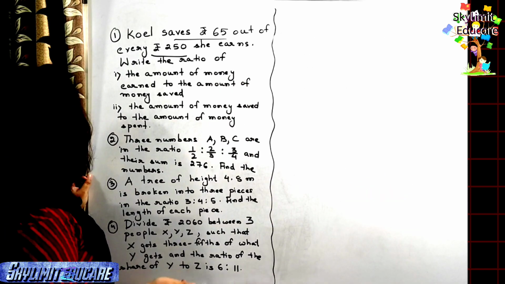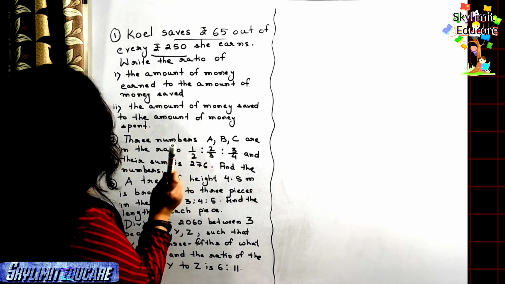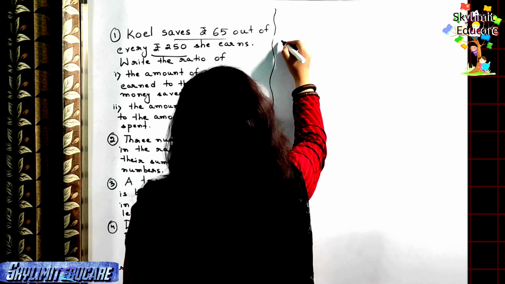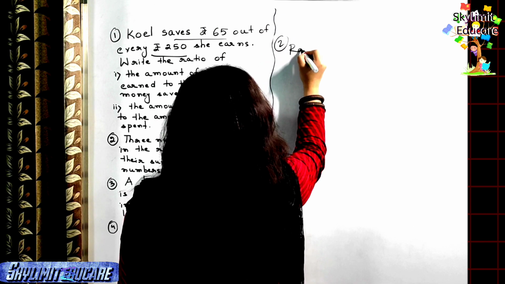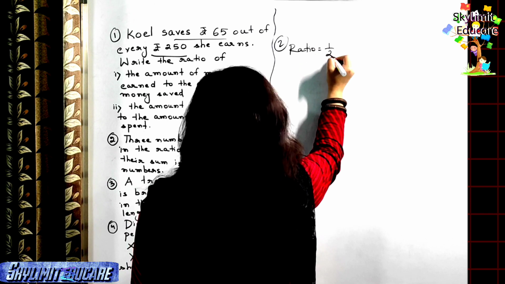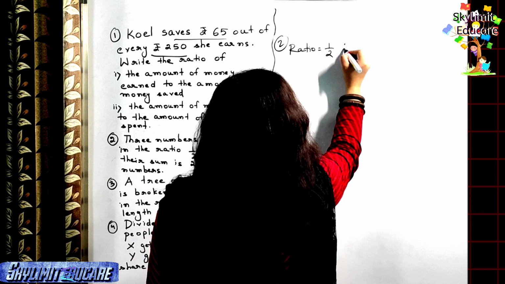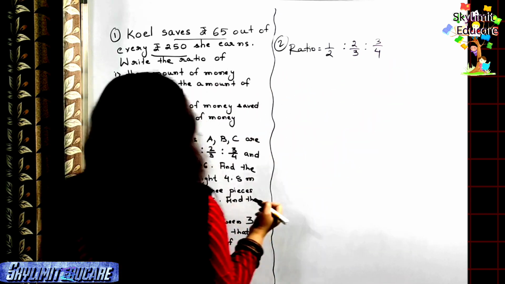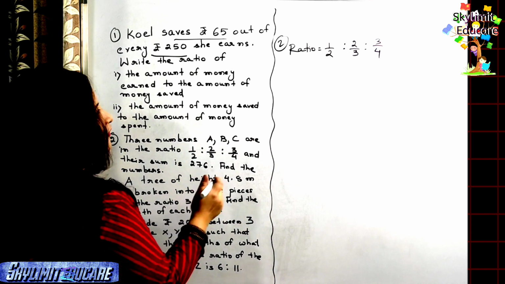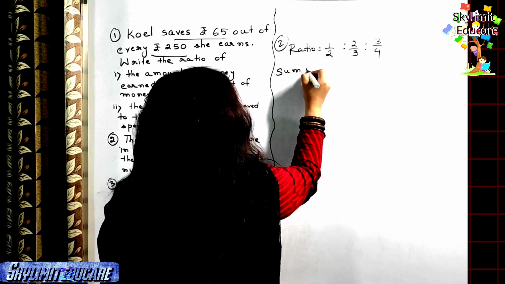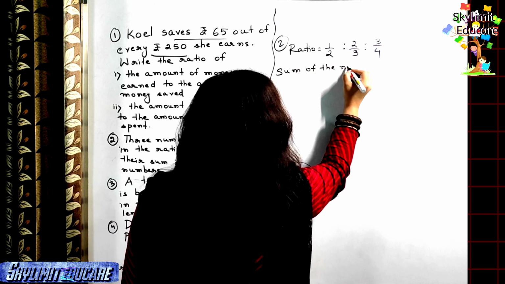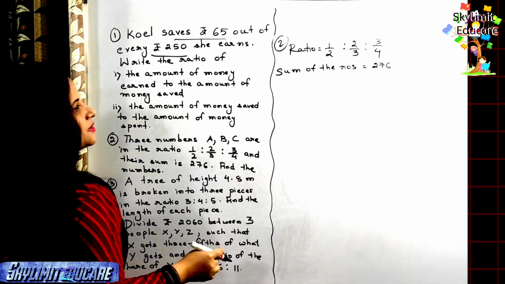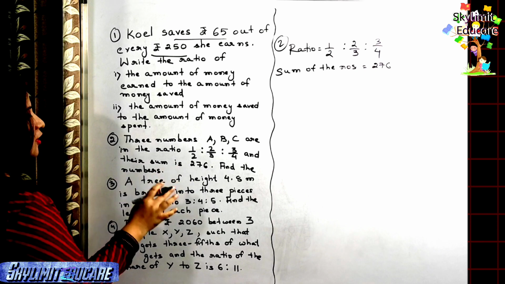Clear? The next question: 3 numbers A, B, C are in the ratio 1 by 2 is to 2 by 3 is to 3 by 4. Here we are given the ratio of the 3 numbers in the form of fractions, 1 by 2 is to 2 by 3 is to 3 by 4. The sum of the numbers is also given. The sum is 276 when you add the 3 numbers, but we are not given the 3 numbers, we are given the ratio of the 3 numbers. So you have to find the numbers.